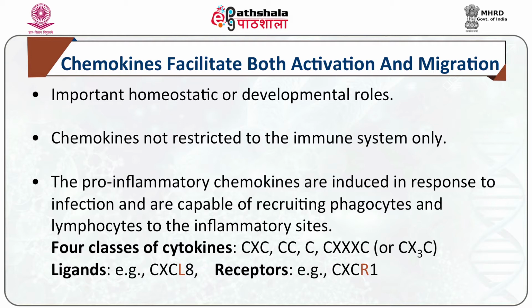There are pro-inflammatory chemokines. They can induce a response to infection and they are capable of recruiting phagocytes and lymphocytes to the inflammatory sites. There are 4 classes of chemokines: CXC, CC, C, CXXC. The ligands which are expressed are called CXCL ligands and the receptor is called the CXCR receptor.